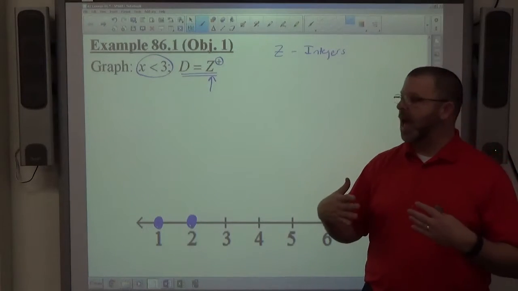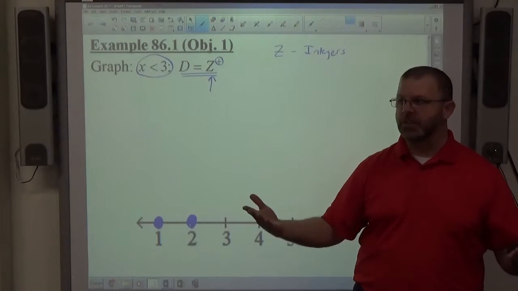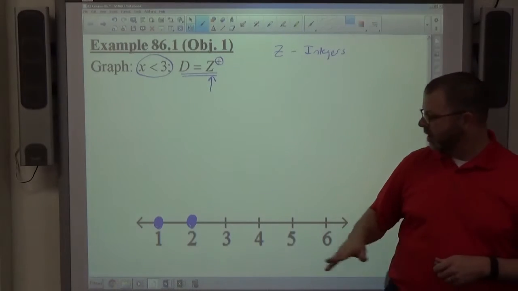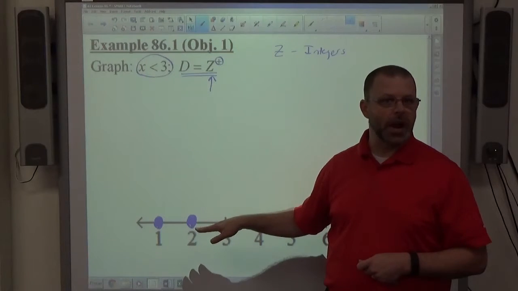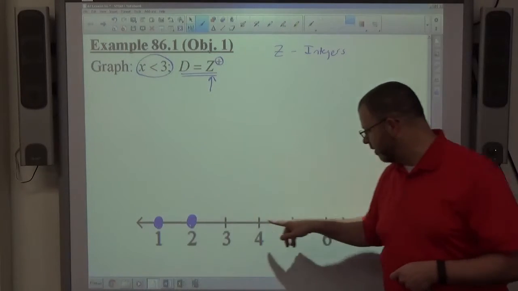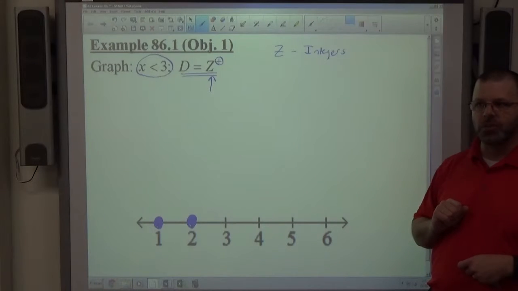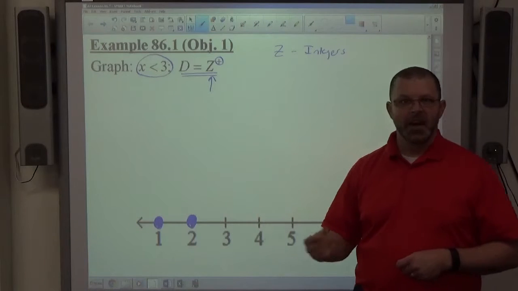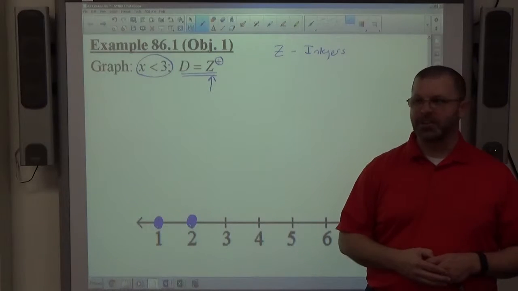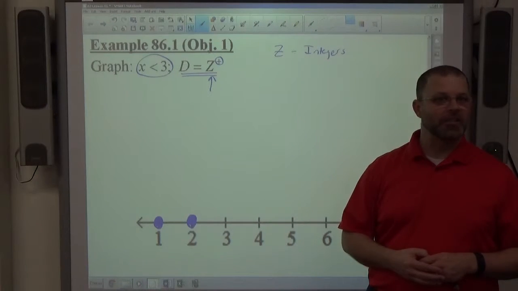So one of two things is going to happen when you get a domain. It's either going to be an infinite set or a finite set. Finite meaning there's only a specific number of points that need to be graphed. When you get a finite set, we don't fill in these arrows. We just graph what's true. All right? If we get a small finite set like this, great. If a set had 1,000 numbers and it's still finite, I don't want to graph 1,000 numbers.